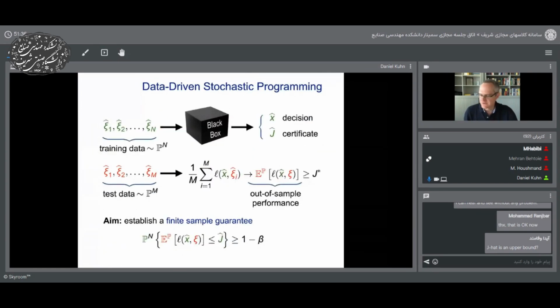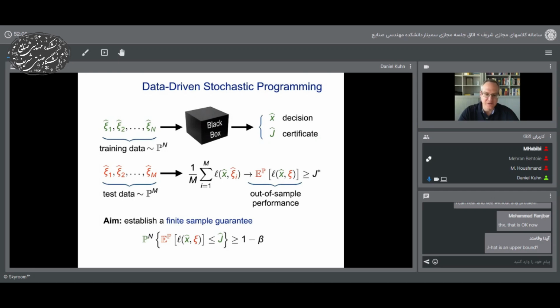The j hat should be like an upper confidence bound on the out-of-sample performance. So the j hat is random because it depends on the training samples. The training samples are randomly drawn from the distribution p to the power n, right? And the out-of-sample performance is also random because it depends on x hat, and x hat randomly depends on the training samples, which are again randomly drawn from their distribution. So on both sides of the inequality, we have a random quantity.